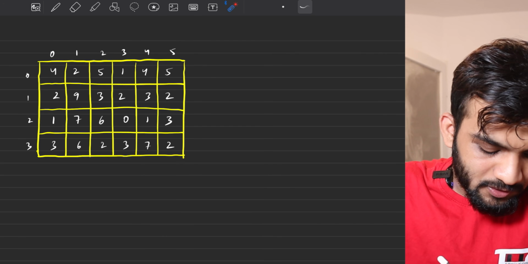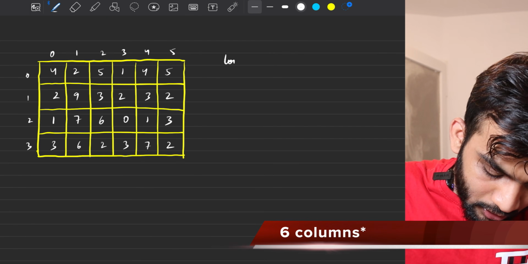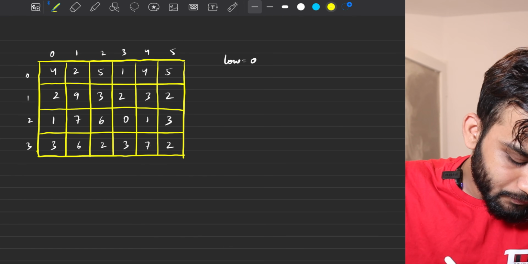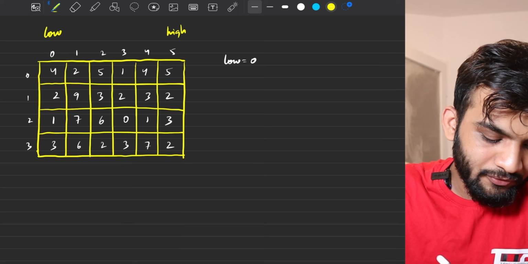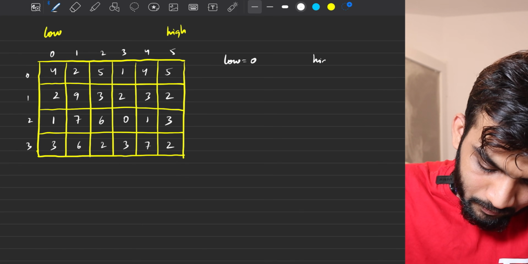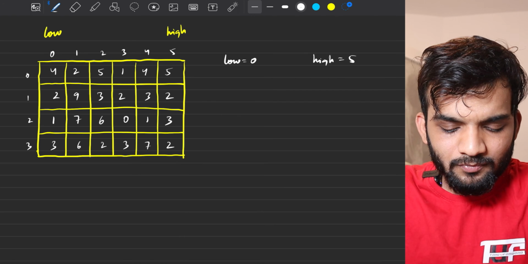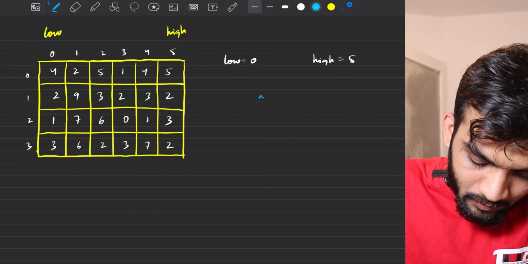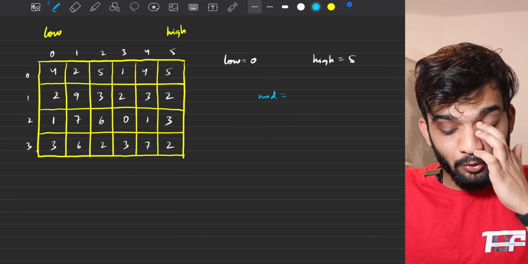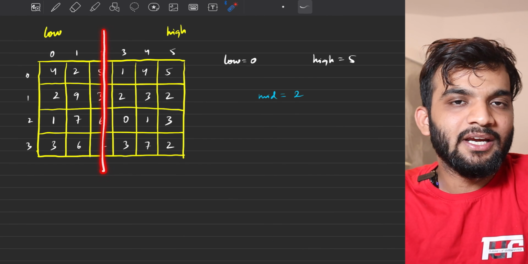What I'll try to do is, I have 6 rows. I'll take low to be standing at the 0th row and the high to be standing at the 5th row. I'll try to build the algorithm. What is mid for the first scenario? The mid will be (0 + 5) / 2. That's the second row. Can I say this is the second row?